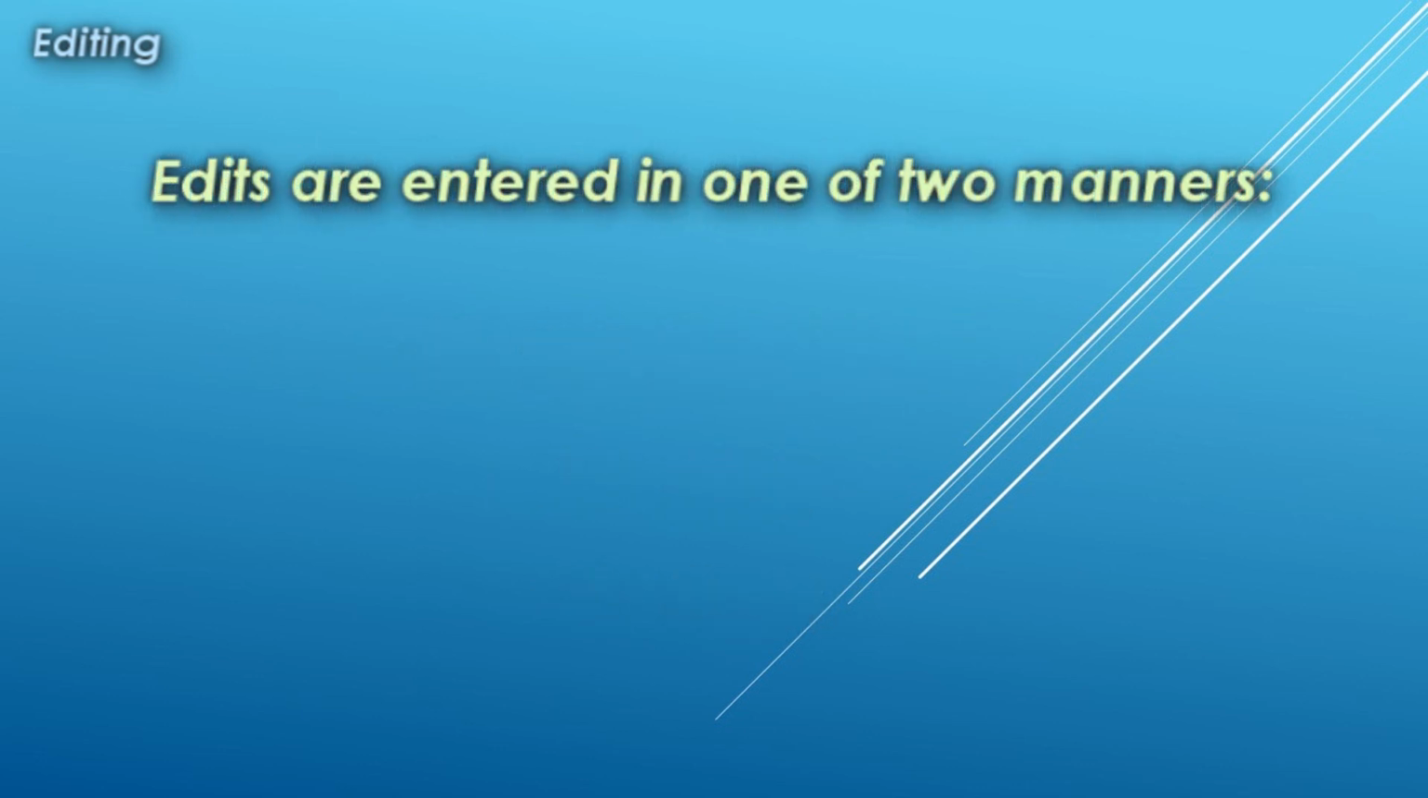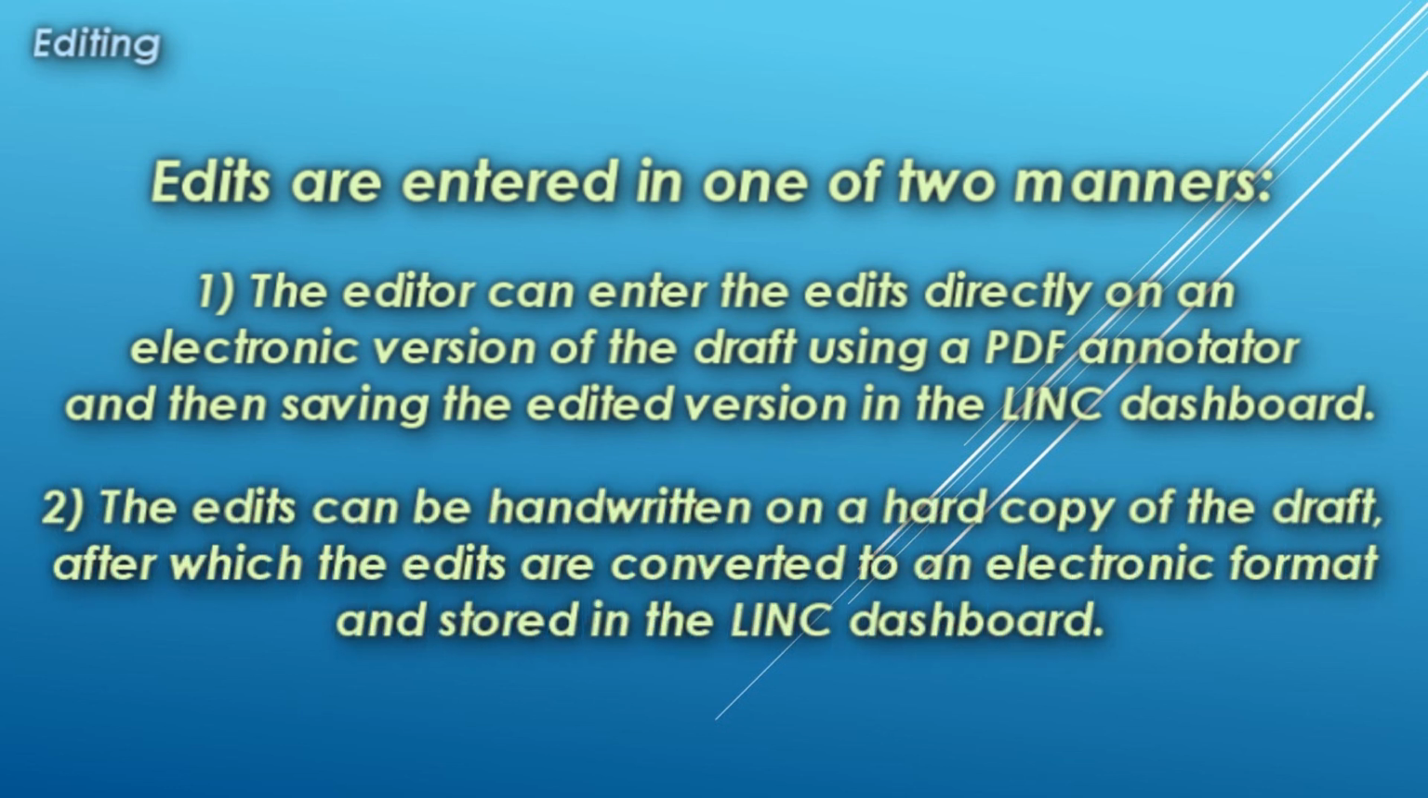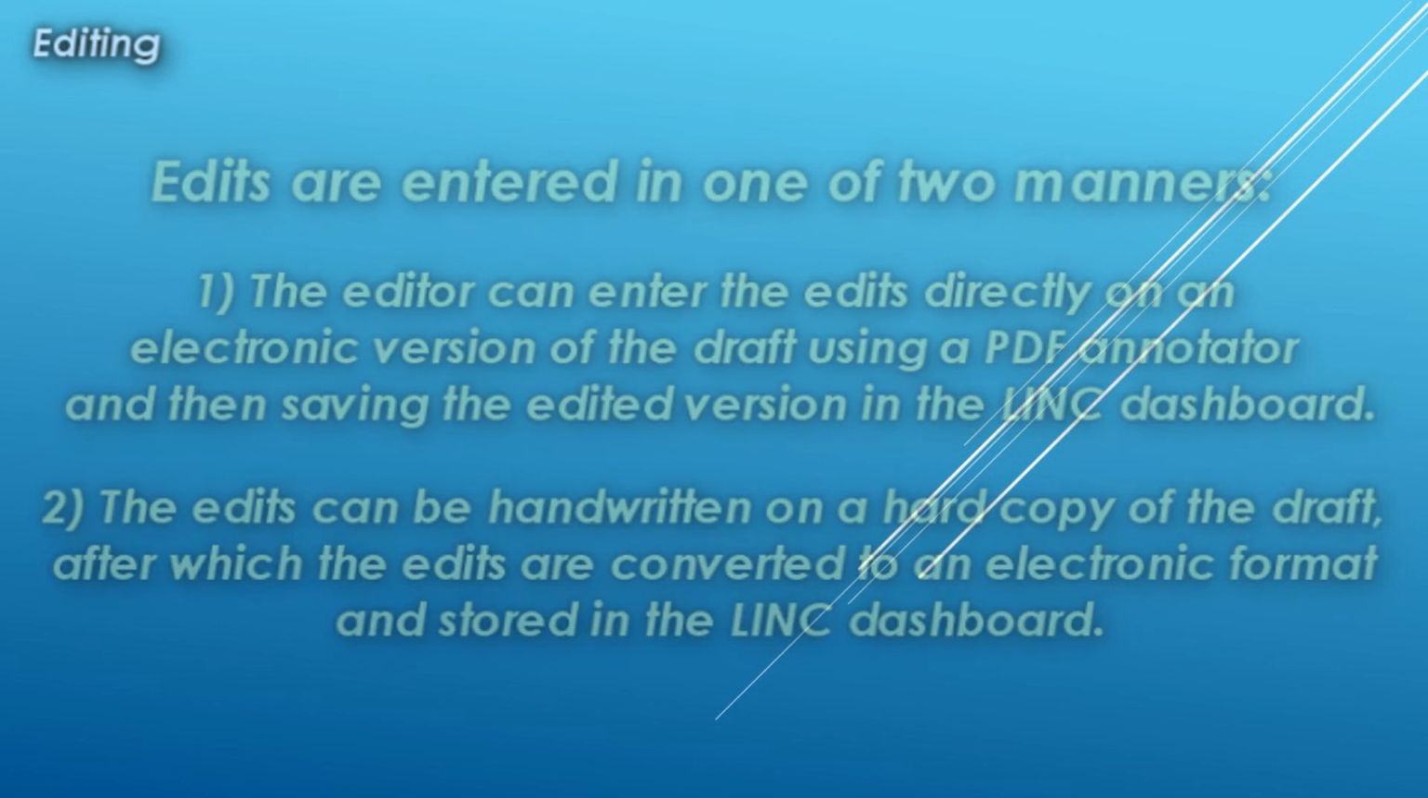Edits are entered in one of two manners. The editor can enter the edits directly on an electronic version of the draft using a PDF annotator and then saving the edited version in the LINK dashboard, or the edits can be handwritten on a hard copy of the draft, after which the edits are converted to an electronic format and stored in the LINK dashboard.